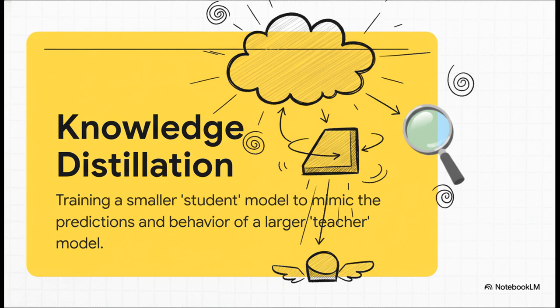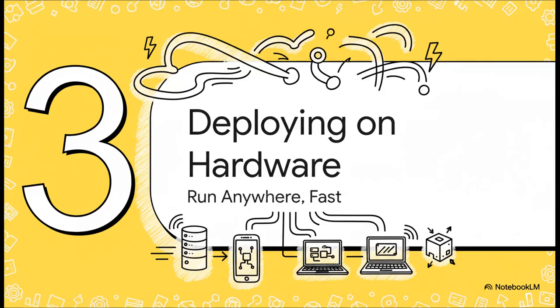It mimics its predictions, and in the process, it absorbs all that knowledge, but stays small and fast. It's like getting all the wisdom without carrying around a giant library. Okay, so we've pruned, we've quantized, our model is now lean and mean. But how do we get it to run, well, everywhere? This is the crucial next step.